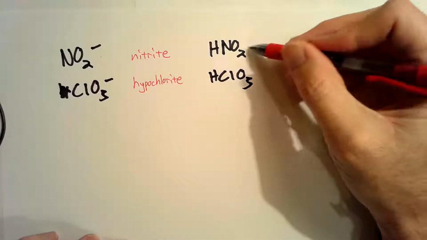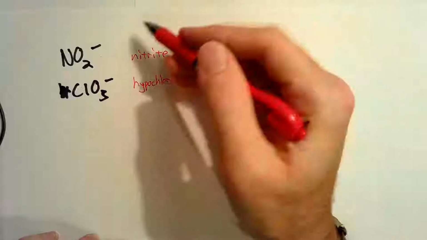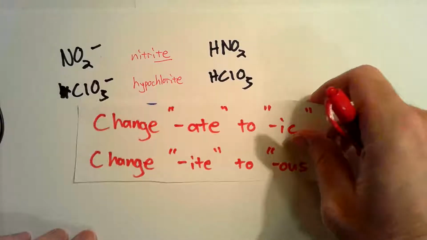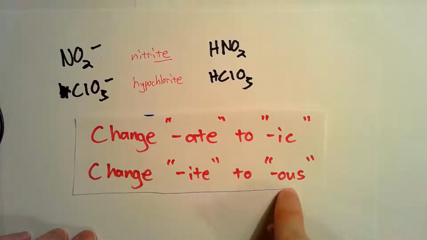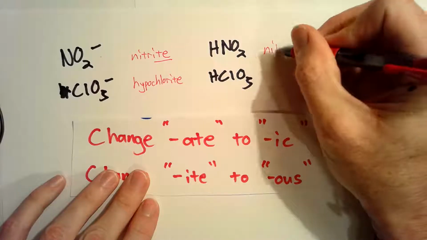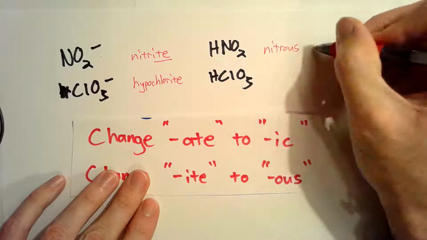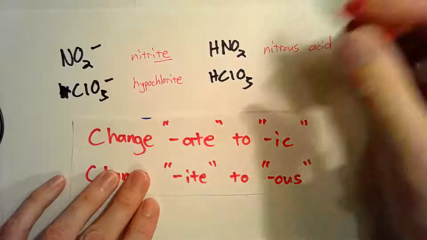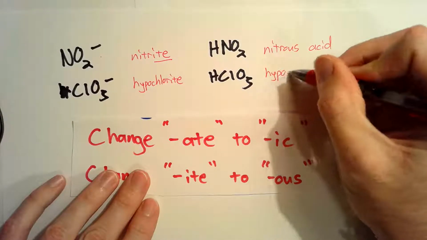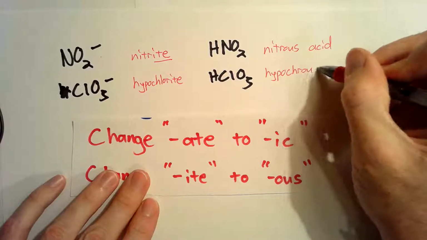And so now the ite here gets changed to an us. Here, if you notice, the ite gets changed to an us. So this would be nitrous acid. And then this would be hypochlorous acid.